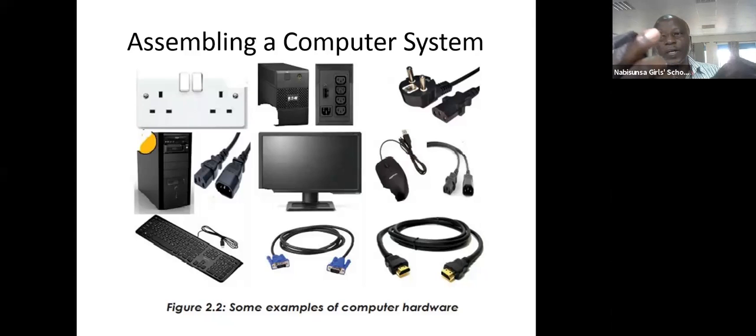We also have another version. Now this one uses USB. There is another old version of keyboard that uses the PS2 connector. I hope you noticed the difference in colors. The one for the keyboard is purple, and then the one for the mouse is green.